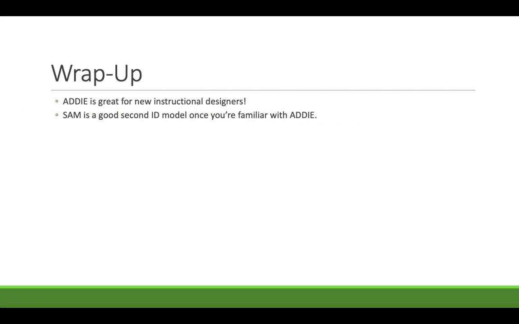Let's go ahead and wrap up. Just to recap, ADDIE is great for new instructional designers. ADDIE is sort of like all the rules of instructional design, and you have to know the rules before you can learn to break the rules. And to me, SAM is a little bit more like breaking the rules, doing some rapid prototyping, but you need to be pretty good at understanding the analysis and the design process before you can really dive in to be effective at rapid prototyping.